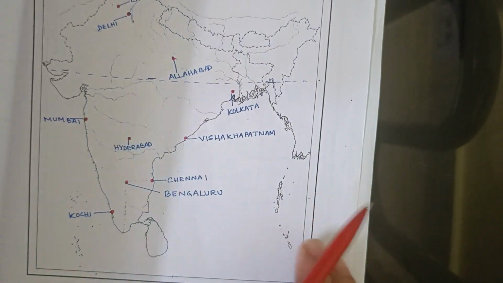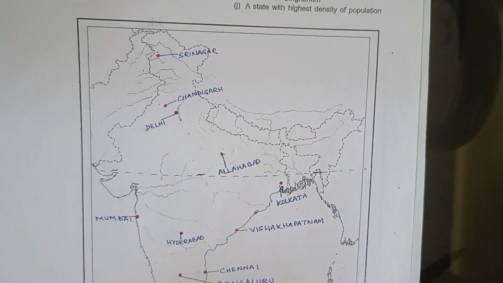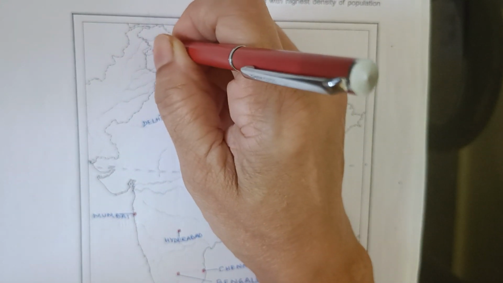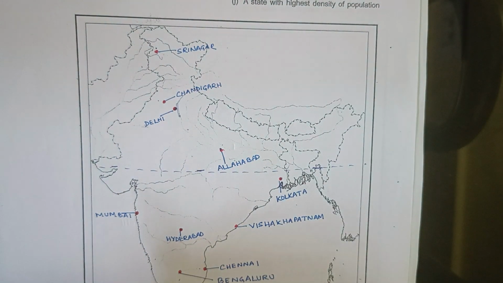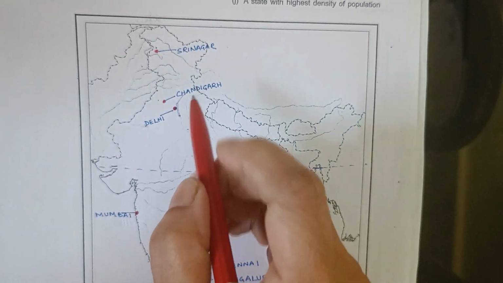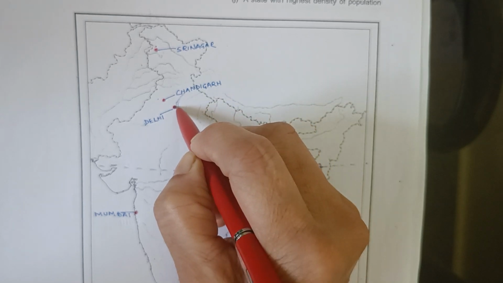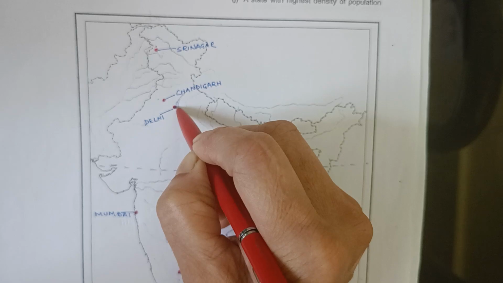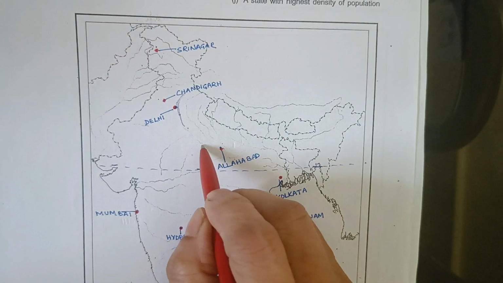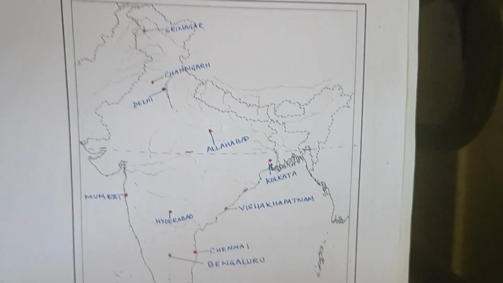Now next map, let us do some cities. First one is Srinagar. Remember children, here we have Wular Lake. Just close to Wular Lake you have Srinagar. Now where Yamuna is bending, this bending point along the bank of Yamuna, we have Delhi. Close to Delhi is Chandigarh. Where Ganga Yamuna meets at this confluence, we have Allahabad.